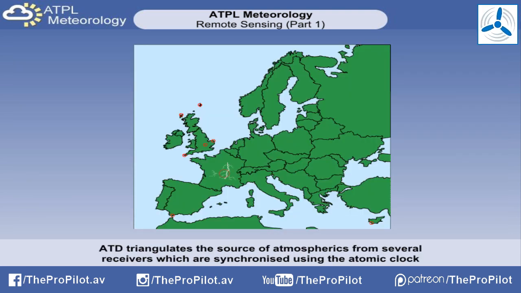An ATD system calculates the location of remote lightning flash from the time difference of the atmospheric arriving at various pairs of detector stations. The origin of the lightning can then be calculated. Obviously, this involves precise measurements of time, and the system will use an atomic clock to synchronize all detection stations.